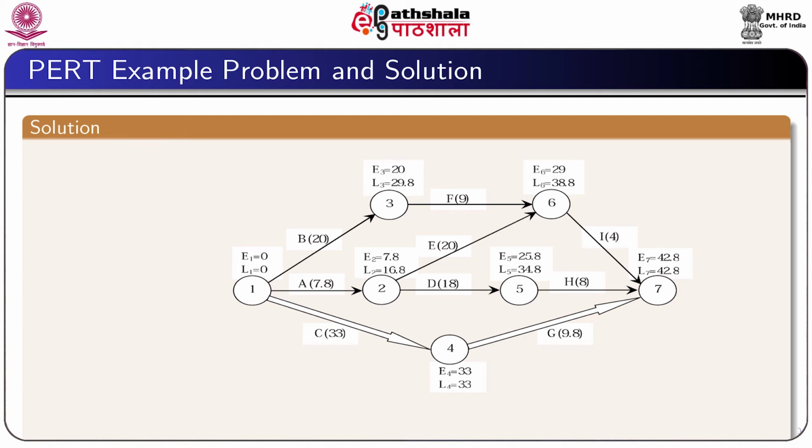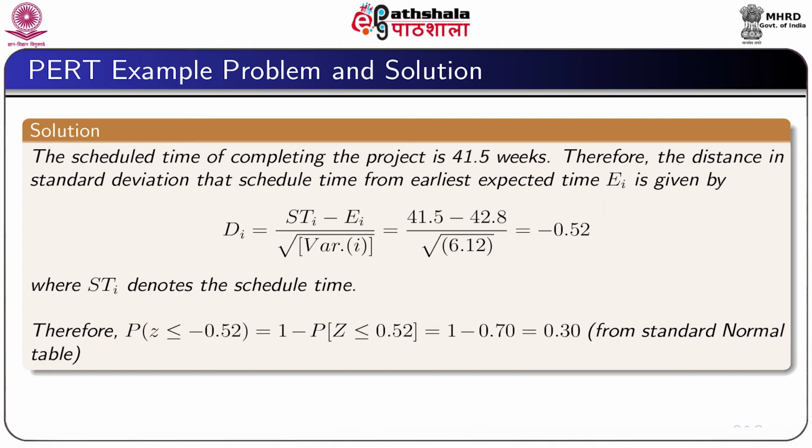and also the expected earliest occurrence times and latest occurrence times of the events 1, 4, 7 are equal. Now, the schedule time of completing the project is given as 41.5 weeks.